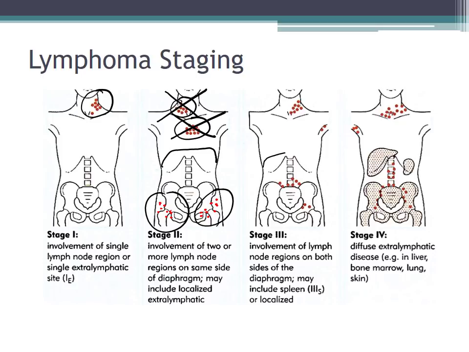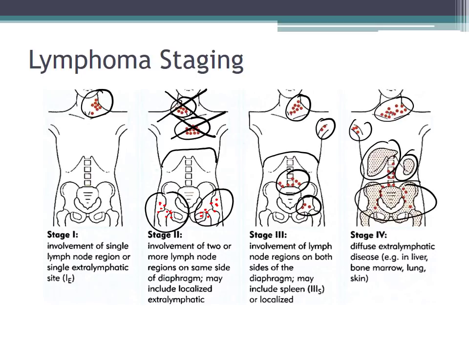In stage 3 disease, you have groups on both sides of the diaphragm. And in stage 4, not only are there multiple groups involved, but we also have organ involvement or other lymphoid involvement. So that would be the spleen, the liver, and you can see here they also have bone marrow involvement in this case.